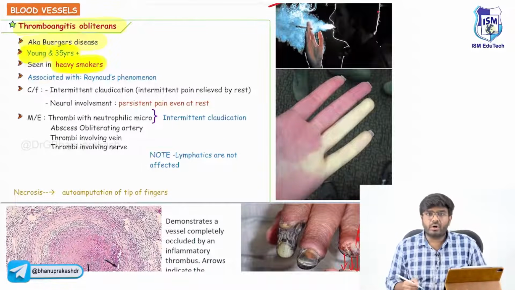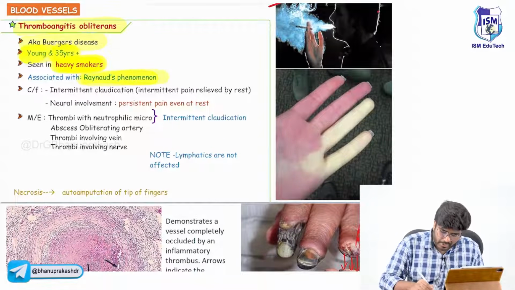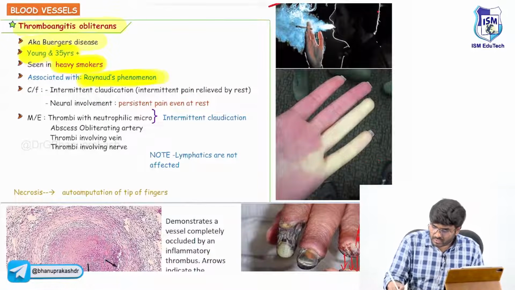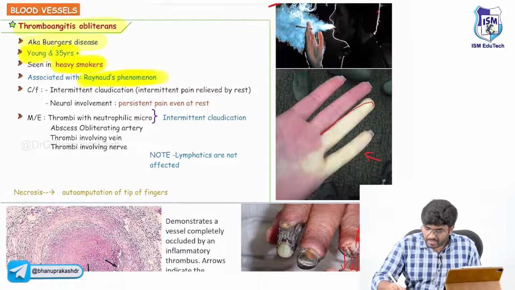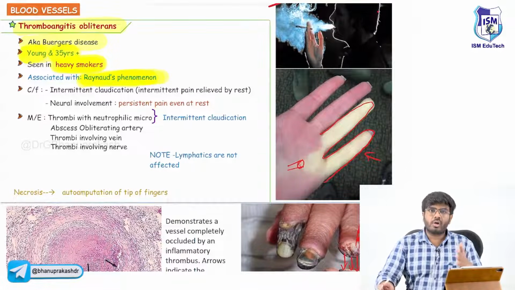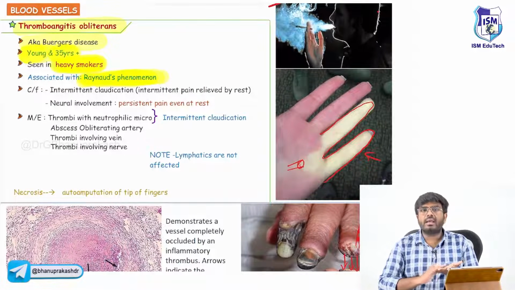It is associated with what? Associated with something called Raynaud's phenomenon. Raynaud's phenomenon, sir. So, what is Raynaud's phenomenon? See, this area became pale. Okay, this area became pale. Why? Because the blood supply got lost. Okay, associated with Raynaud's phenomenon.